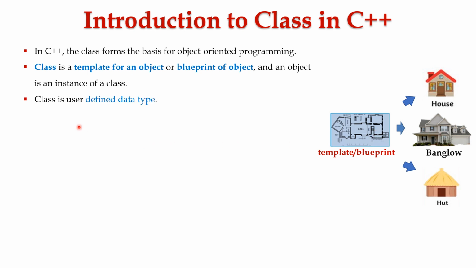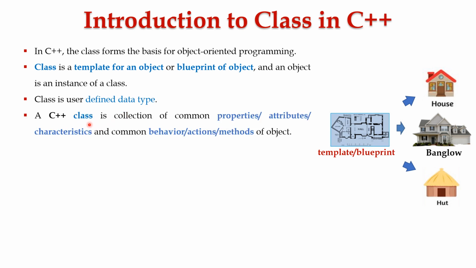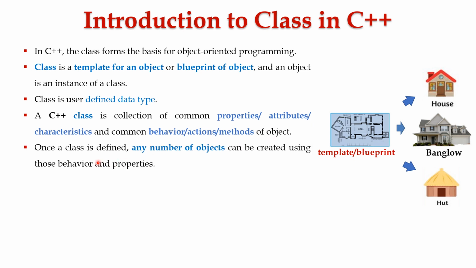And we all know that class is a user-defined data type. A class is a collection of common properties and common behaviors of an object. Once a class is defined, any number of objects can be created by using those behaviors and properties. And finally, we all should know that class is a logical entity and it does not occupy memory.